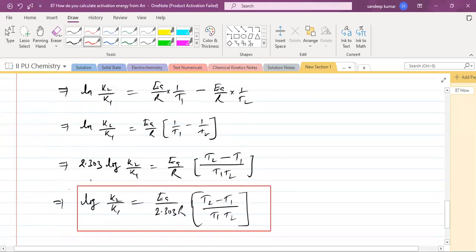So they may ask you this derivation, or if you are using this equation, we can solve and get the activation energy. This question they may ask for 3 marks, or they may ask you a numerical based on this. So this is about the Arrhenius equation.